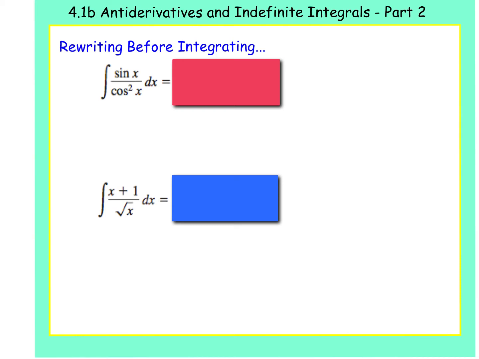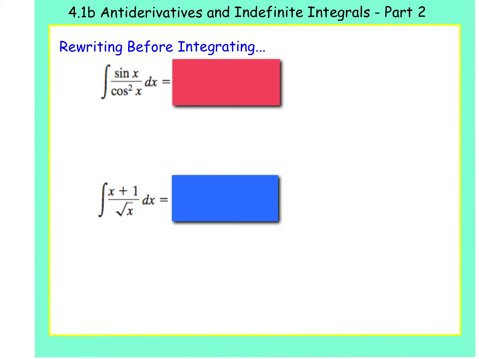4.1b, antiderivatives and indefinite integrals, part 2. All right, this first one, we have the integral of sine x over cosine squared x. Right now, we don't have enough information to do it different ways. So, right now, how many cosines do we have on the bottom? 2. I felt like I said that already.